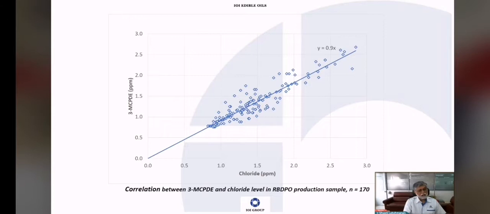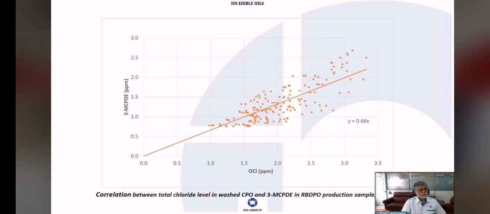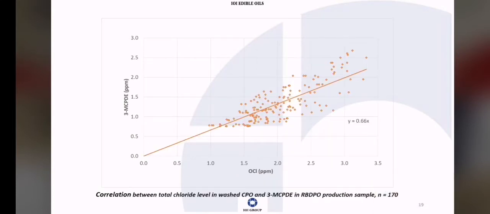Now we took this further on the next slide, please, to try and see if we could predict what it would be. This is the washed CPO that is going to the deodorizer, the quality of the washed CPO. And again, we got a correlation of between 60 and 70%. So if you have chloride of about 2, you're looking at something like 1.4 ppm 3-MCPD in the final oil.